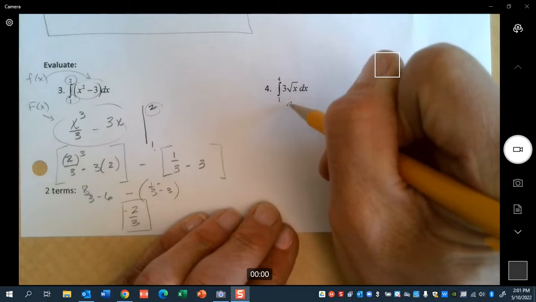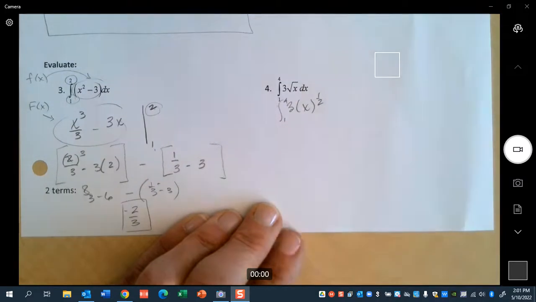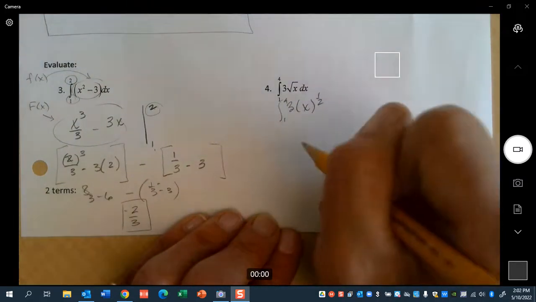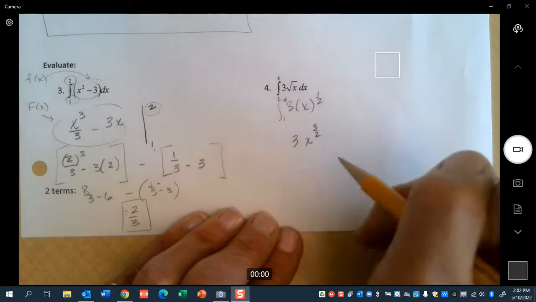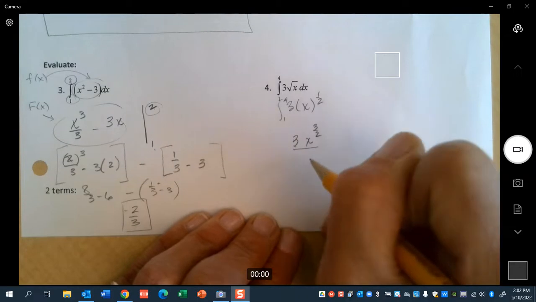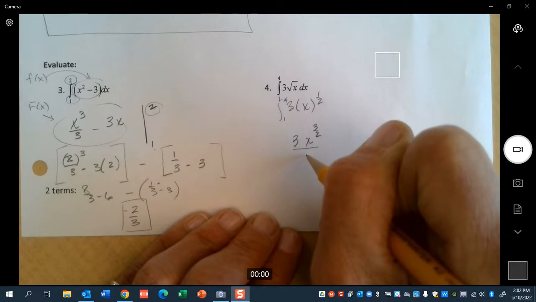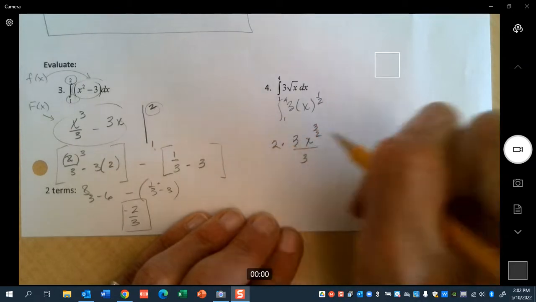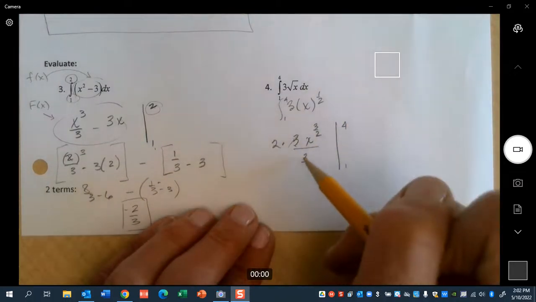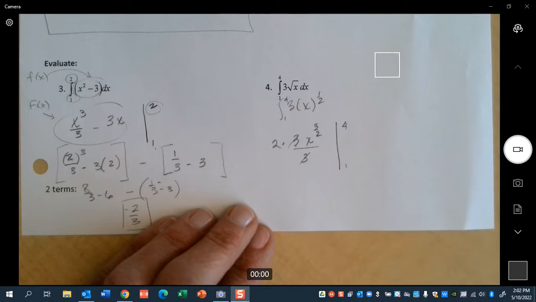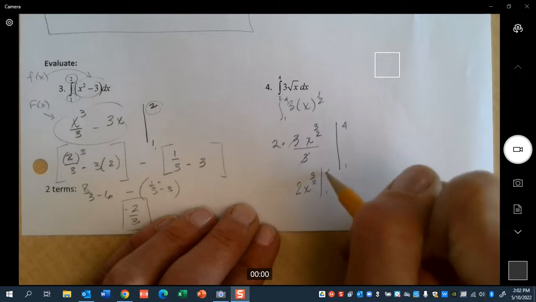Same thing here, I'm going to rewrite this as 3 times x to the 1/2 power, and I'm integrating it from 1 to 4. So this 3 hangs out, this x goes to the 1 more power, and it's going to be divided by 3/2, which is the same as multiplying it by 2 over 3. And I need to do this math from 1 to 4. My 3's cancel out, which is going to give me 2x to the 3/2 power from 1 to 4.